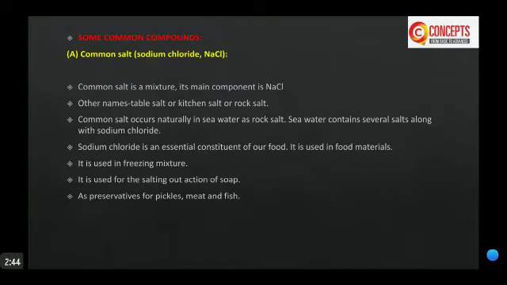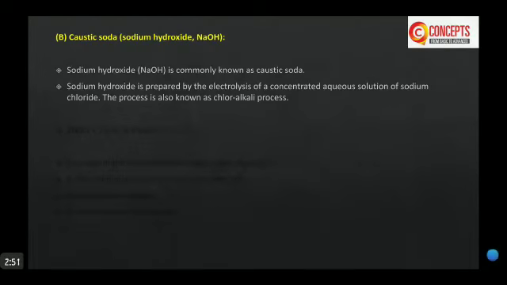So the next one is caustic soda. Now what is caustic soda? Caustic soda is commonly known as sodium hydroxide. Its formula is NaOH, and sodium hydroxide is prepared by the electrolysis of a concentrated aqueous solution of sodium chloride, and the process is known as the chloralkali process. The reaction is given below, showing how sodium hydroxide is prepared.